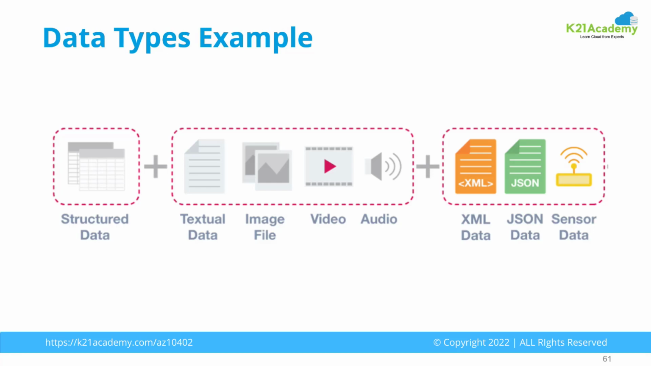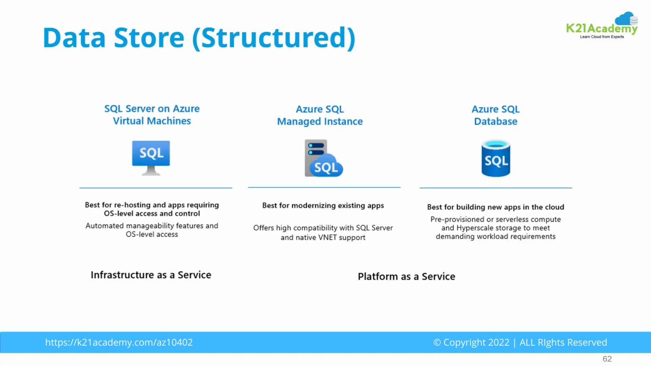Structured data is what you see on the left-hand side, which is your rows and columns stored in a table. Unstructured data examples are your text data, a Word document, PDF, Notepad, video, audio, image, and so on. Semi-structured is your XML format, which has some schema, but you define the schema. It could be JavaScript Object Notation, JSON, or XML or YAML or sensor data, whatever data in a format that you define. Now, depending on these data types, you have different data stores.